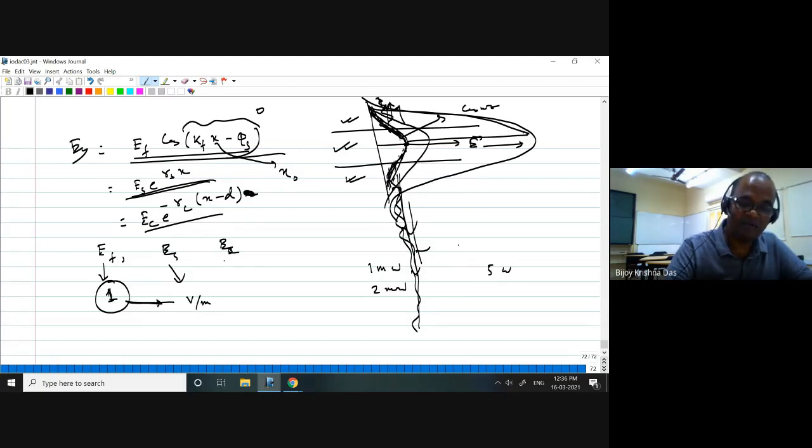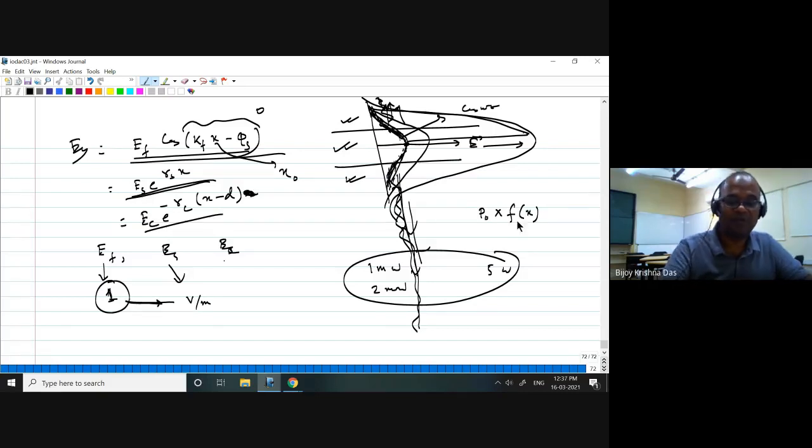So I can just multiply by some number, say this number, maybe you can consider P naught, multiplied by some kind of profile. So this P naught is actually scaling the power. But the profile, whatever I get as a solution from Maxwell's equations, that remains intact.